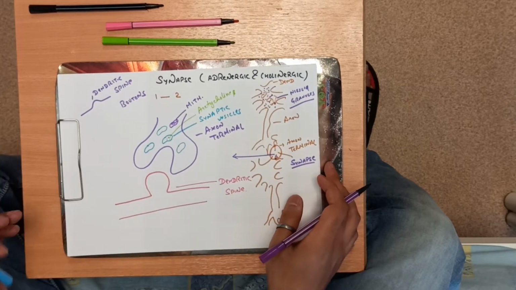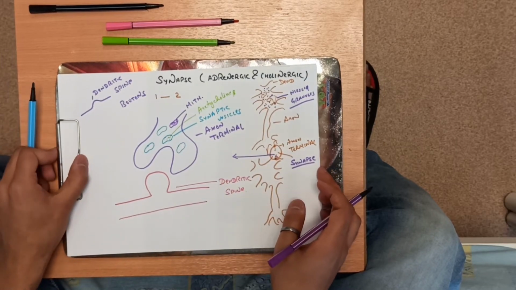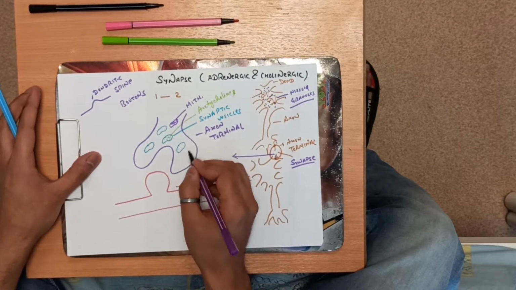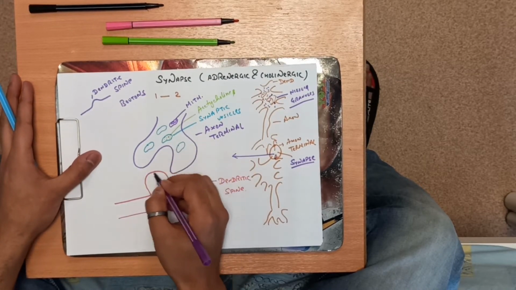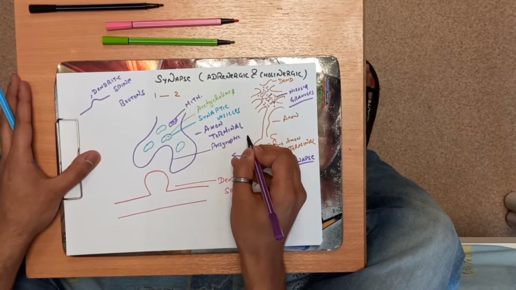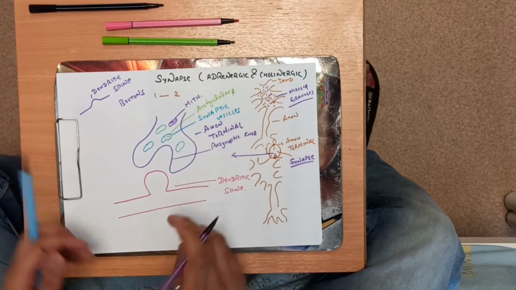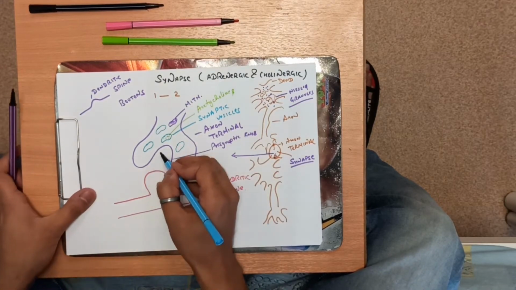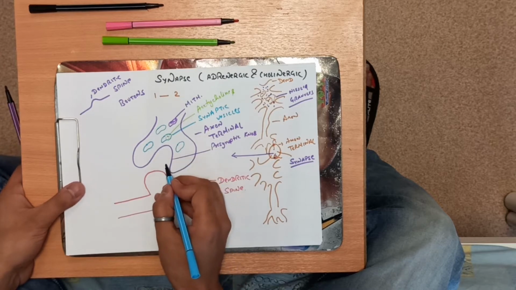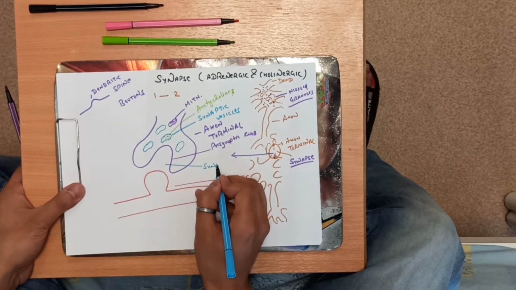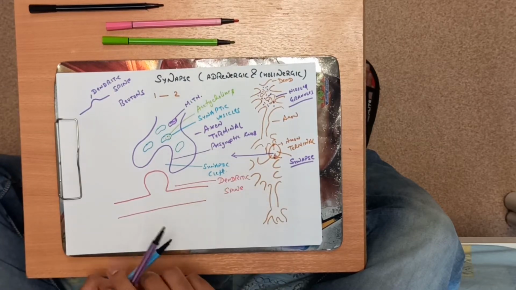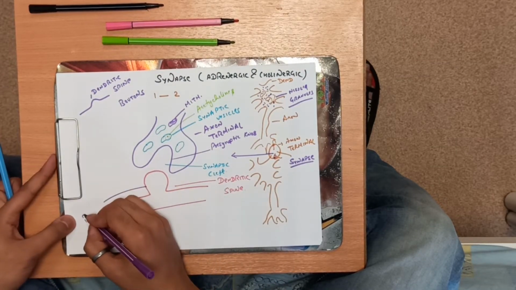Now the three most important parts of synapse: this is called the presynaptic knob. This whole portion, you can say, is the presynaptic knob. This portion in between the dendritic spine and the axon terminal button is called the synaptic cleft. This is the postsynaptic membrane.